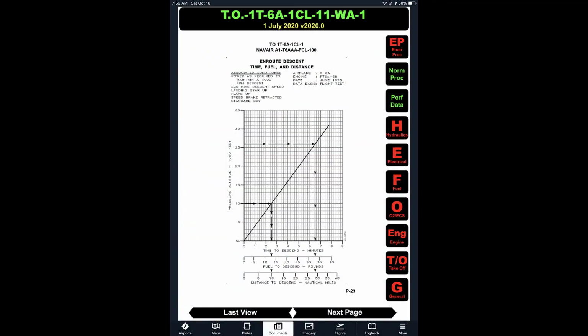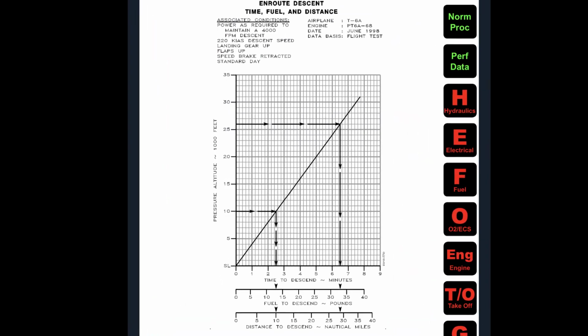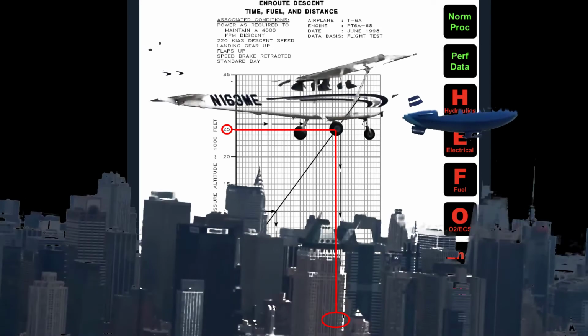So these charts are pretty simple. This is the en route descent chart. Let's say we're cruising at 25,000 feet and we're going down to sea level. We just go down and see that we want to descend at about 25 miles out, which is a 1-to-1 descent, which is 10 degrees nose low.